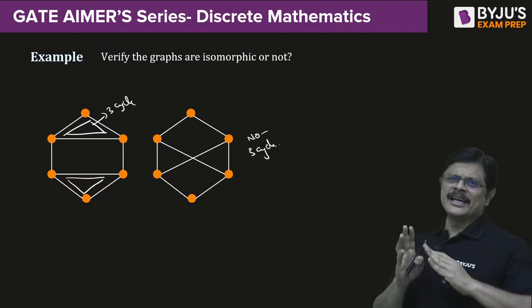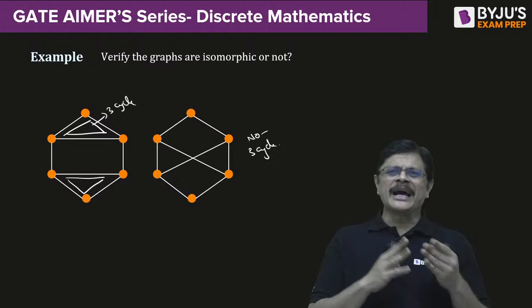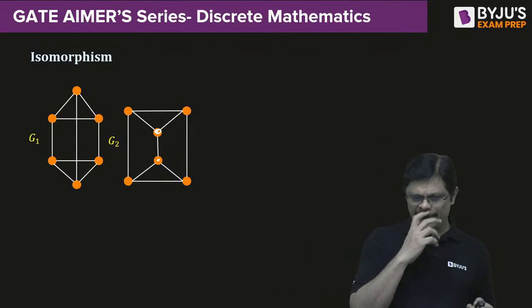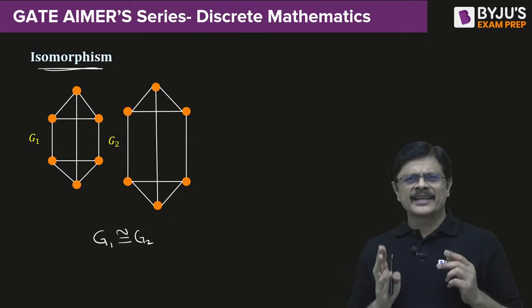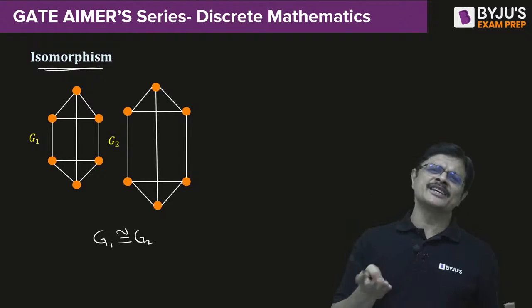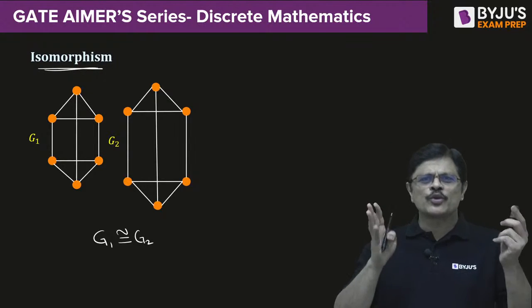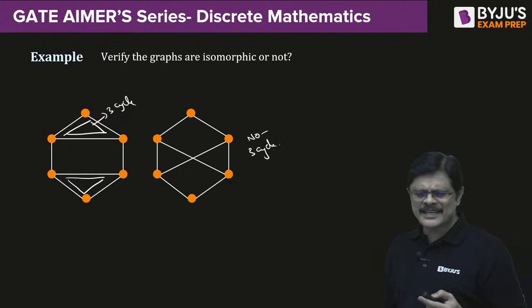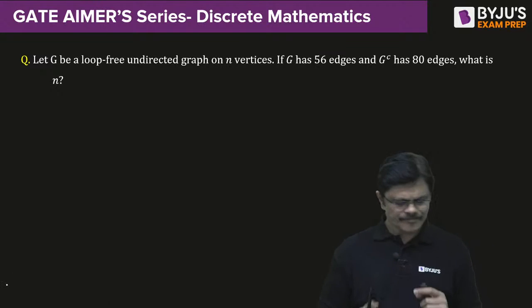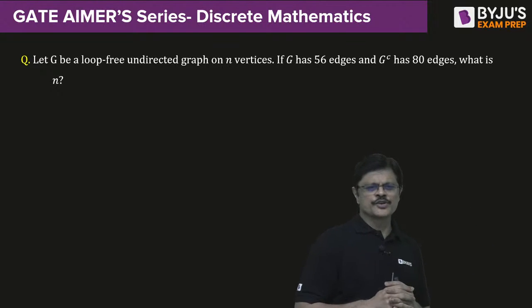Everything must be the same. They are the same graphs, sir, drawn differently. If you see this example, there are 3 cycles, there are 4 cycles, everything is the same. Their adjacency is also preserved. Everything is same to same, my dear friends. Now let us answer this question.